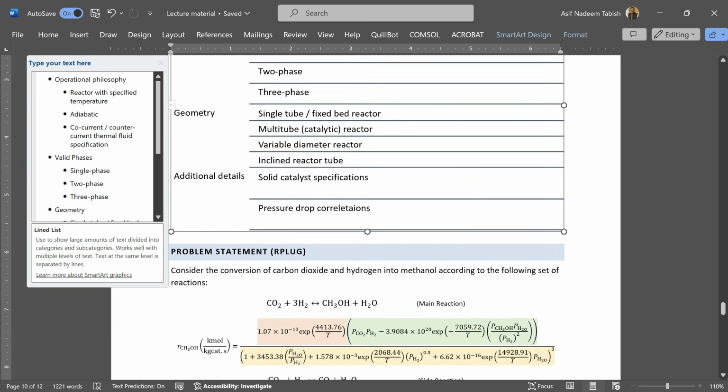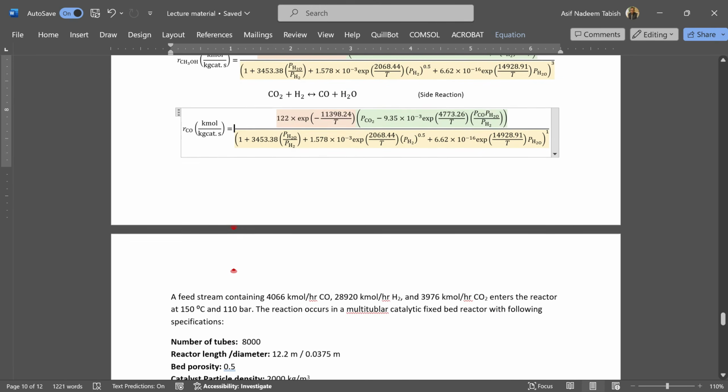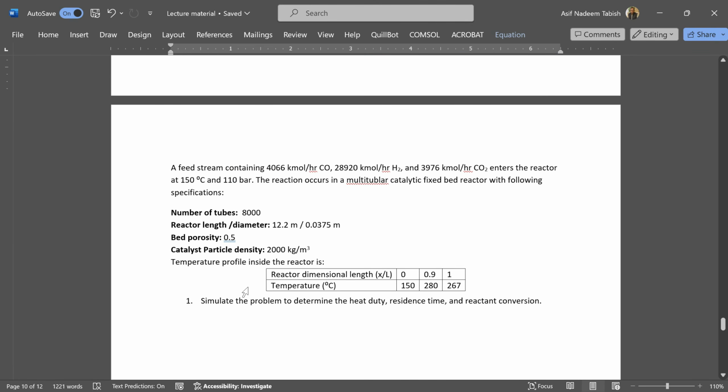Let's use the problem statement of methanol synthesis and see how to specify the plug flow reactor for the simulation of this specific reaction case. For reactor simulation, a feed stream containing carbon monoxide, hydrogen and carbon dioxide with the flow rates as mentioned here enters the reactor at 150 degrees Celsius and 110 bar pressure. The reaction occurs in a multi-tubular catalytic fixed bed reactor with following specifications.